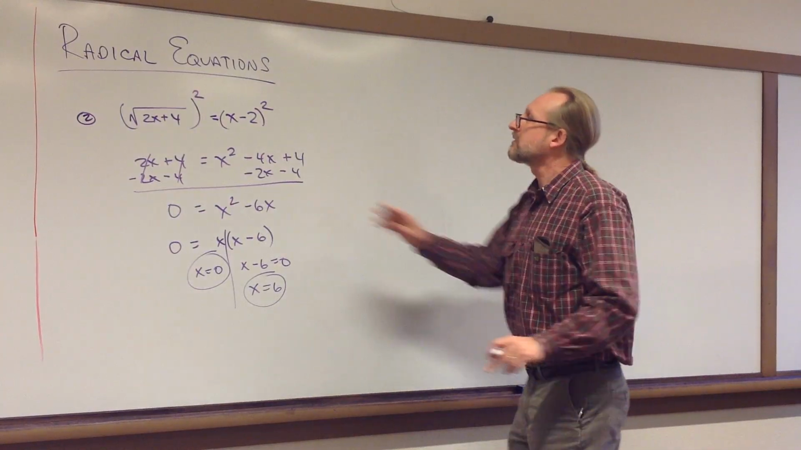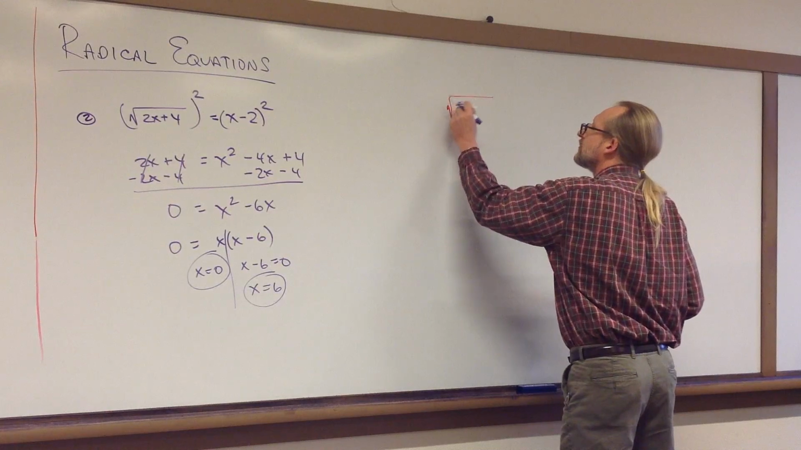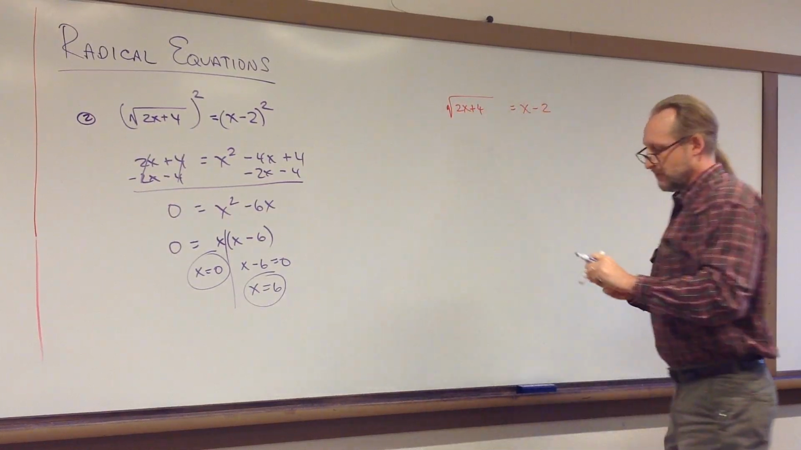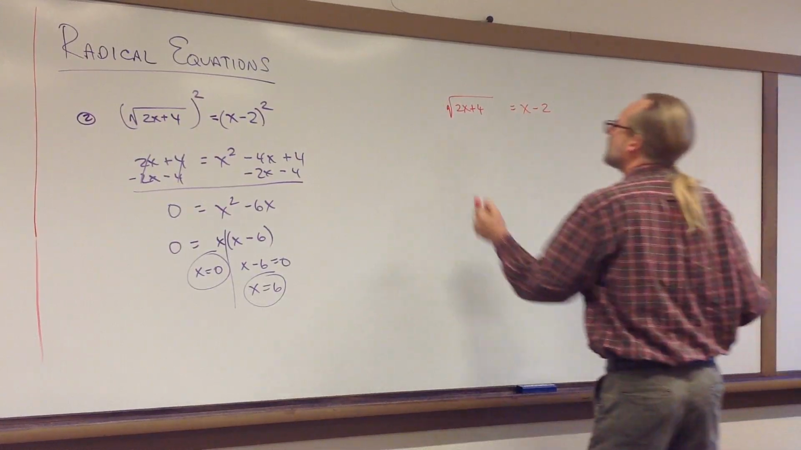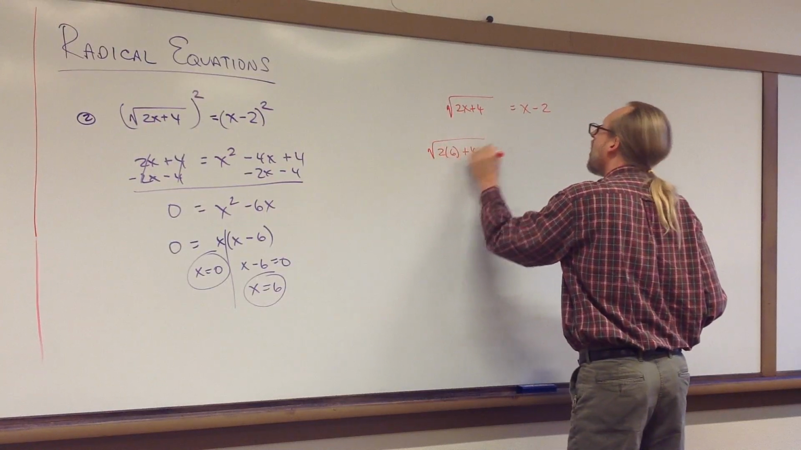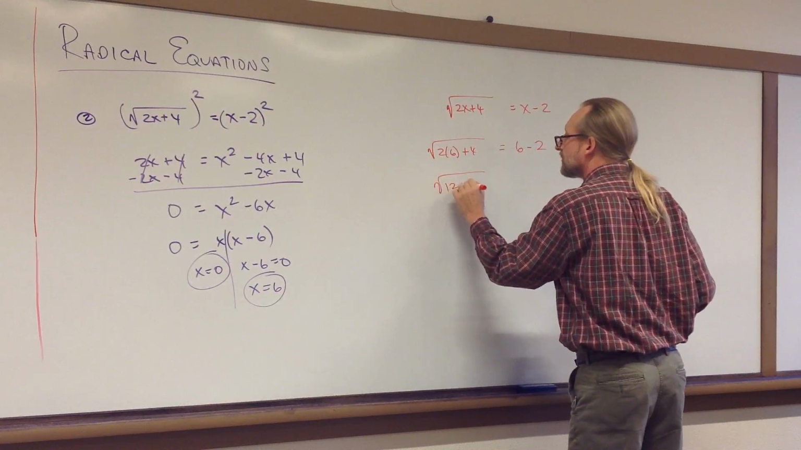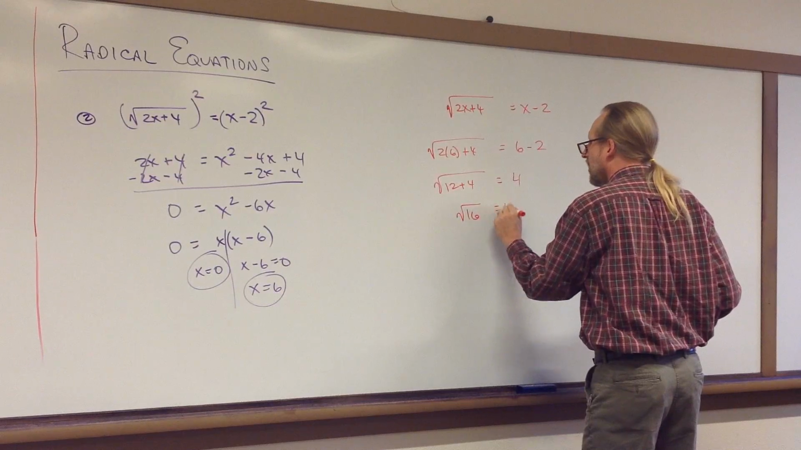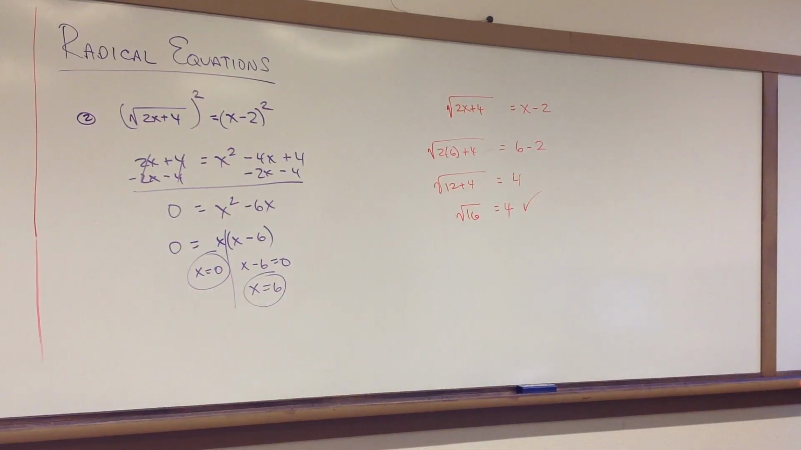So first, let's start with the original equation. Square root of 2x plus 4 equals x minus 2. And we'll do the 6 first. So let's say we plug in the 6 for x. So this will be 12 plus 4, square root of 16 equals 4. Excellent. Okay, that's the way it's supposed to work.